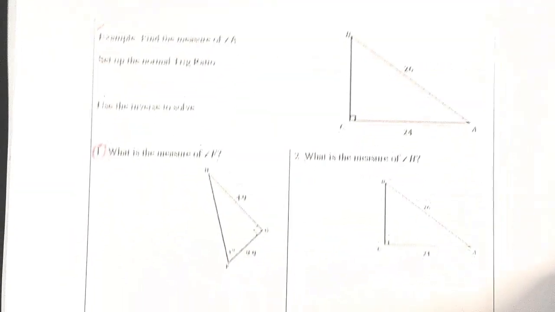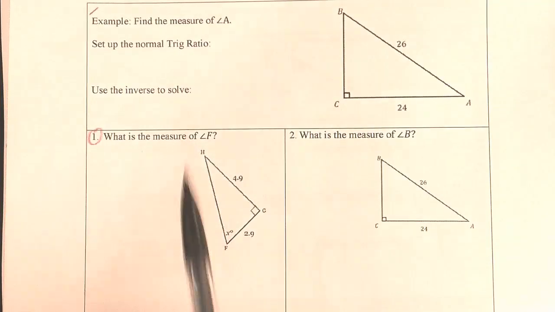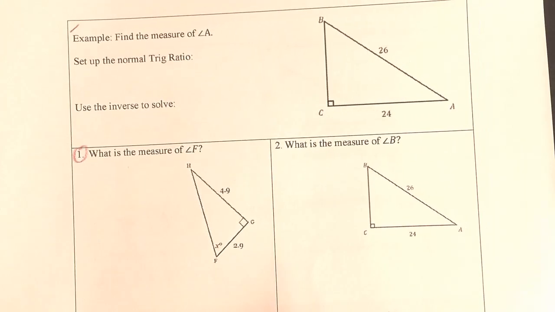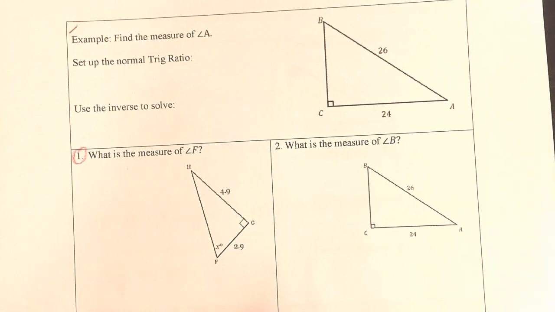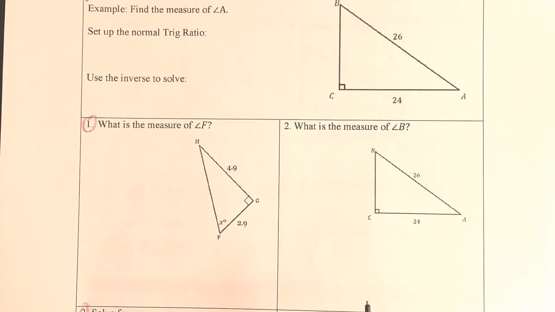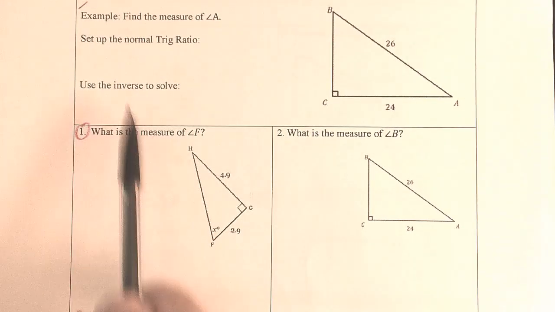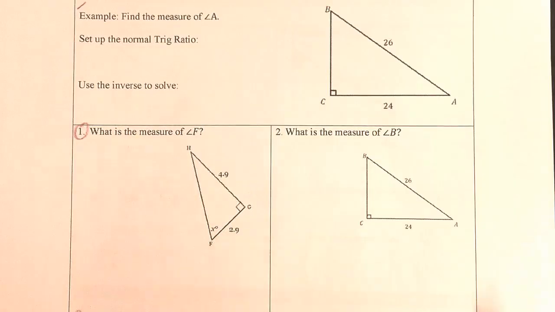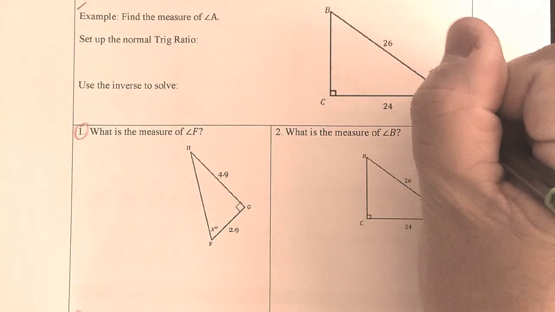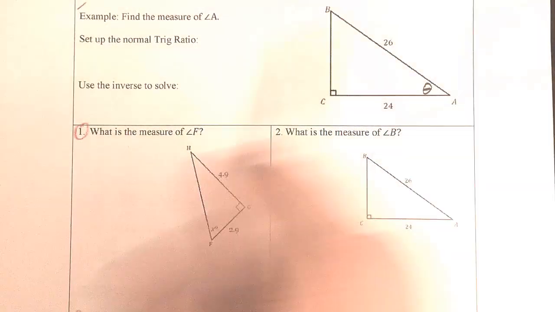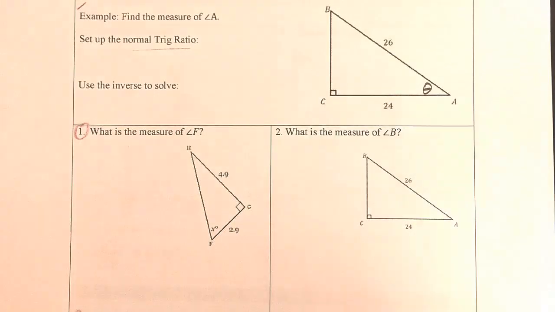Give me 1 second. So last page of this packet. I'm going to do the example. I'm going to do 1 and 3 and 5, and you guys are going to do 2 and 4. Easy stuff. So for our example, find the measure of angle A. So A is our theta. So we're going to set up the normal trigonometric ratio.